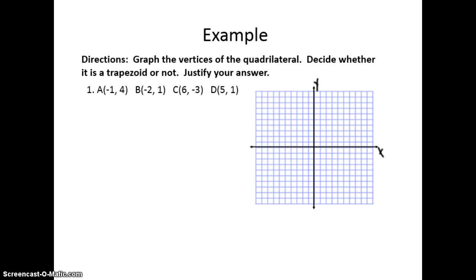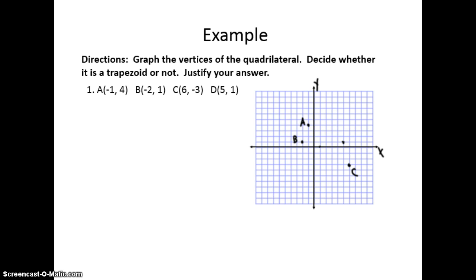So first we have A is negative 1, 4. So we have negative 1, 4, which is 1, 2, 3, 4. This would be A. B would be negative 2, 1. C would be 6, negative 3. And D would be 5, 1. And we have to decide if this is a trapezoid or not, and then justify the answer.